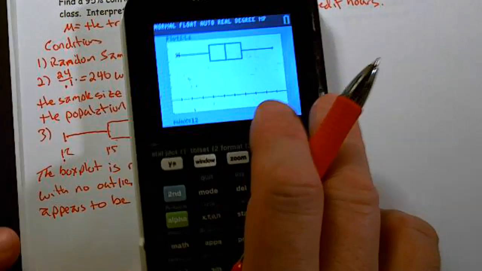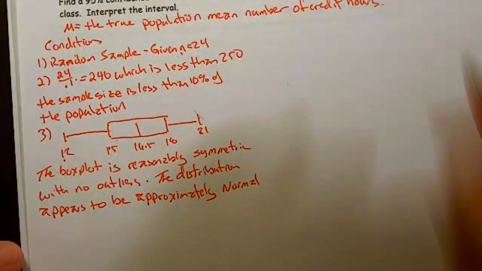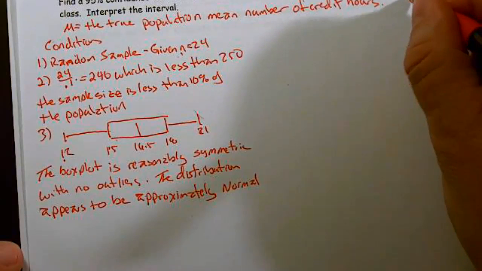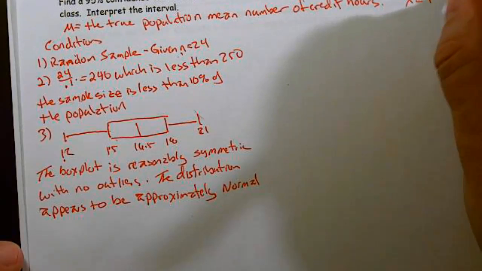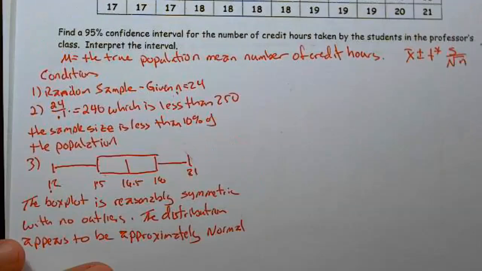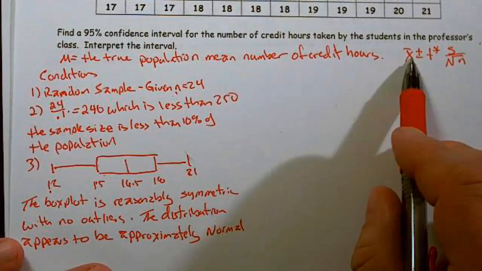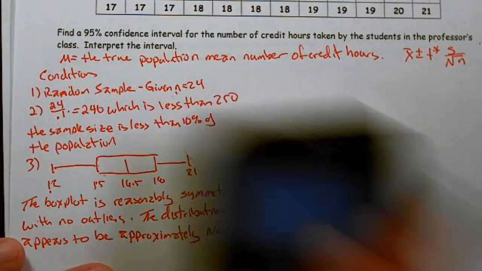Now, we need to go ahead and write the equation. Our equation is x bar plus or minus t star s divided by square root of n. Well, unfortunately, they didn't give us x bar, they didn't give us t star, they didn't give us s, they didn't give us the square root of n.